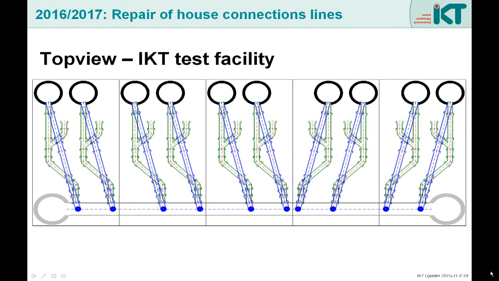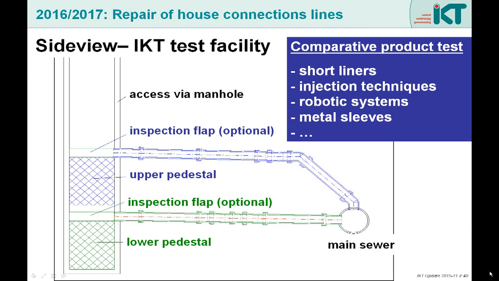On this slide, you get a first impression of the one-to-one scale test. We will set up 20 house connection lines in 2 layers, each with 10 lines to test the repair systems. The task will be to repair damages in the upper and lower layer of the system. We plan to test short liners, injection techniques, robotic systems, as well as metal sleeves. Flooding techniques have also been discussed, and they could be a very good option for an international partner project.